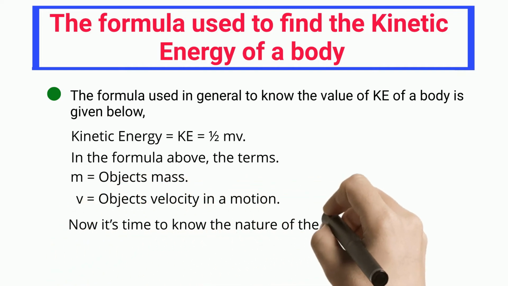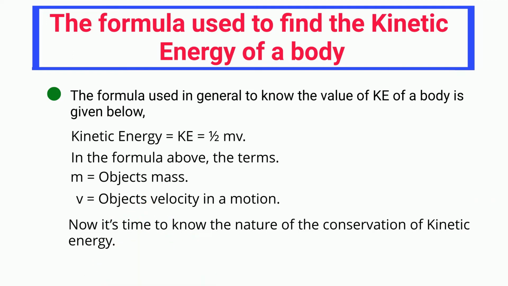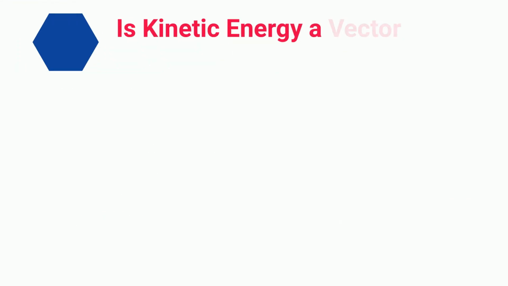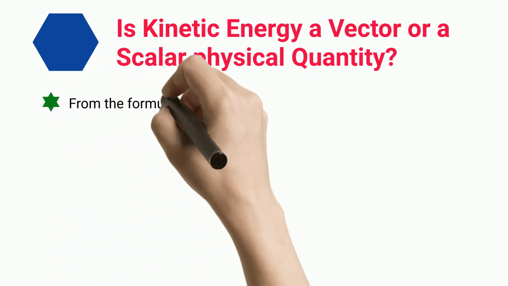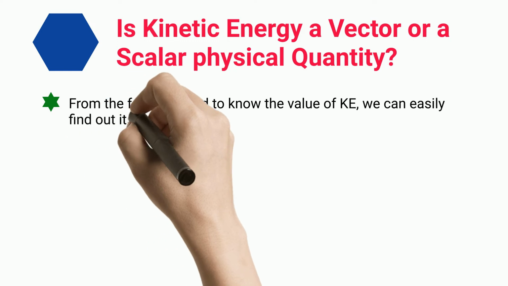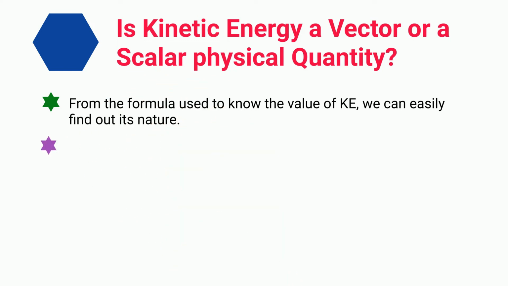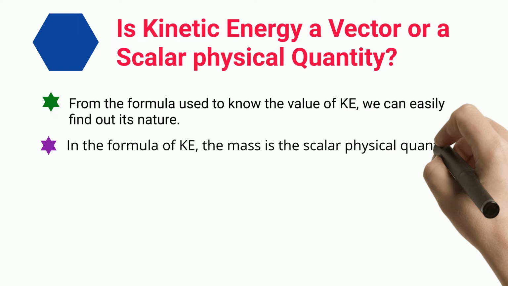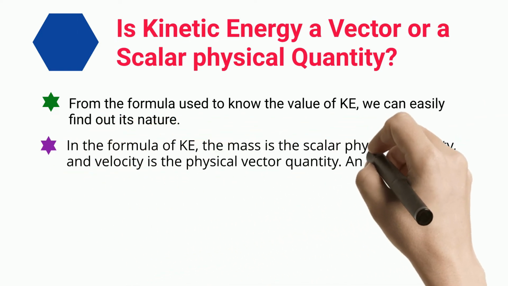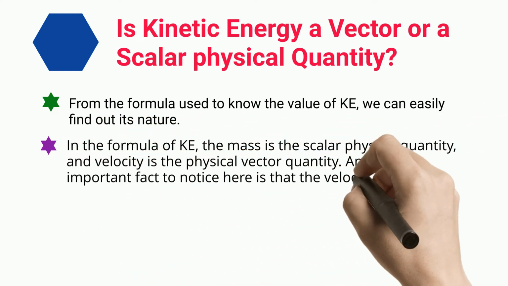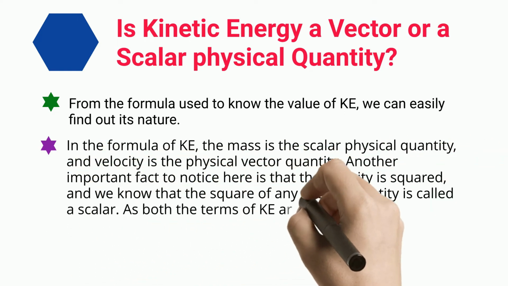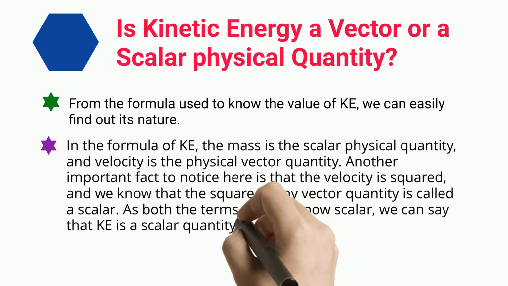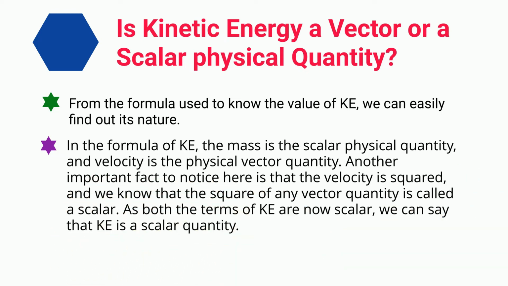Now it's time to know the nature of the conservation of kinetic energy. Is kinetic energy a vector or a scalar physical quantity? From the formula used to know the value of KE, we can easily find out its nature. In the formula of KE, the mass is the scalar physical quantity and velocity is the physical vector quantity. Another important fact to notice here is that the velocity is squared, and we know that the square of any vector quantity is called a scalar. As both the terms of KE are now scalar, we can say that KE is a scalar quantity.